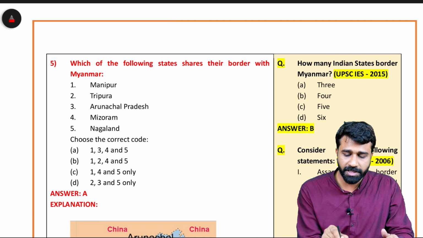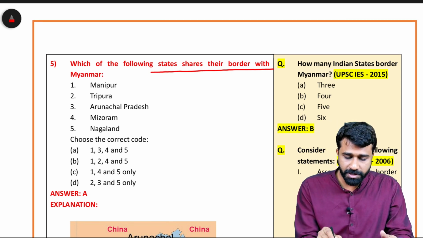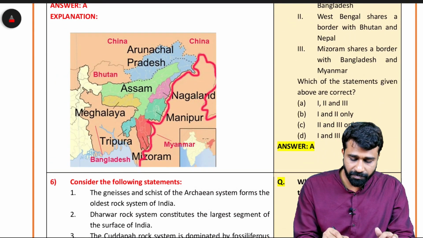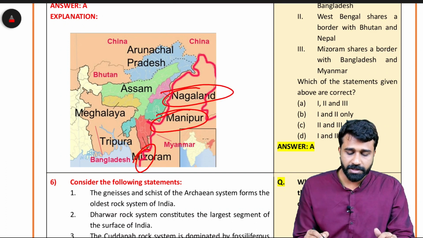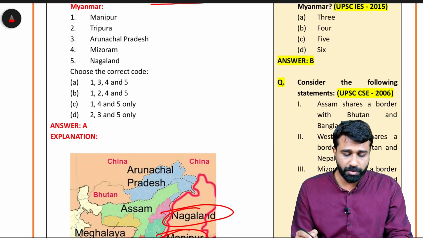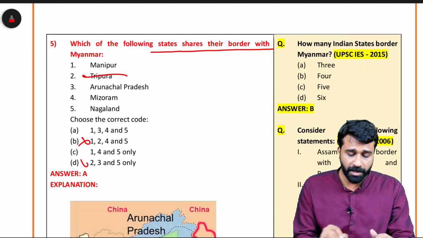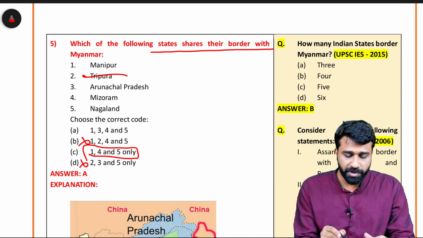Next, which of the following states share their borders with Myanmar? Coming to Myanmar, the border states are here. This is Mizoram, this is Manipur, this is Nagaland, right? You have to remember. But Tripura is bordering Bangladesh. So, you can eliminate Tripura here. When the second statement is eliminated, B and D are eliminated, and you have to choose 1, 4, 5 mandatorily. You have to choose whether 3 is right or wrong.